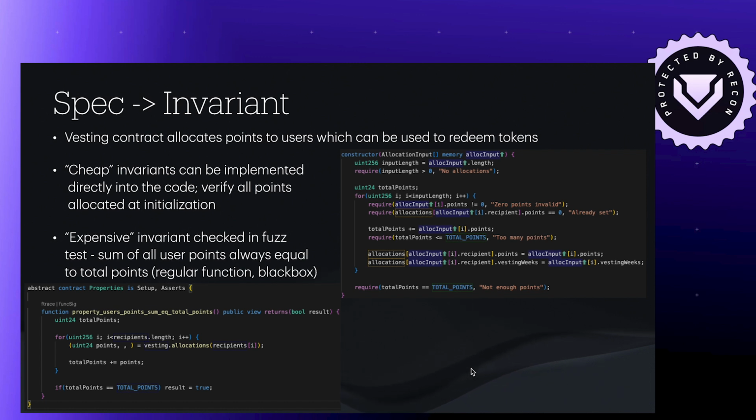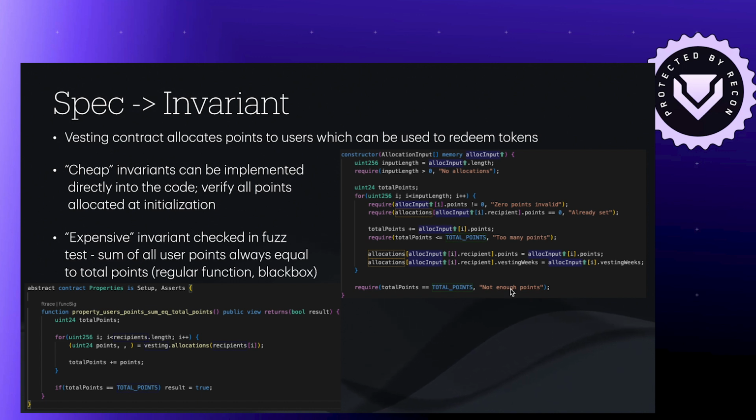So we've got a cheap invariant here, and that can be implemented directly into the code. That's that at initialization, all points should be allocated. We can see it on the right-hand side, the constructor here. We get an array of allocations, and then we go through them all. And then the last thing, that require statement, makes sure that total points is equal to total points, that we've actually fully allocated the point allocations. So that's cheap. We can implement it in the code.